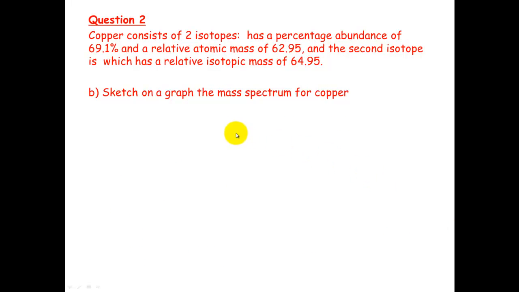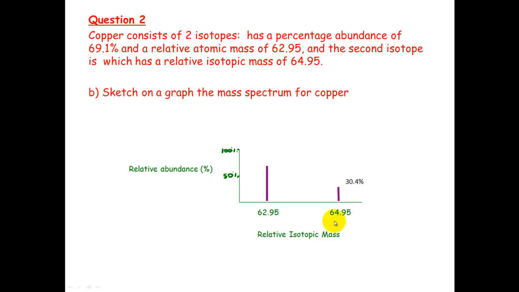It asks you to graph this mass spectrum. So make sure you've got your relative isotopic mass on your x-axis and your relative abundance on your y. And then you just need to plot the points. So it's 62.95, which is the first isotope, has a relative abundance of 69.1, which is approximately up to here. And the second isotope here has an abundance of 30.4. And that's been written in there to make it clear. You could also write it on the y-axis there.